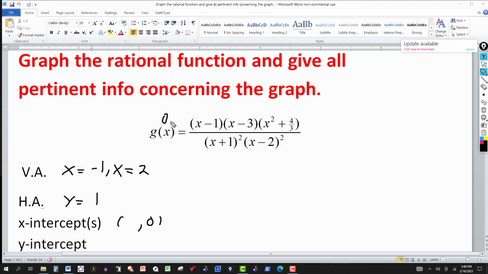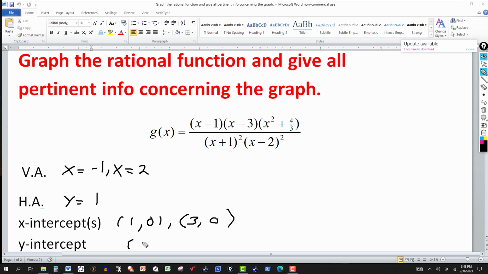In other words, if y is 0, what value of x would make the numerator 0? Well, you can see here 1 minus 1 is 0, 3 minus 3 is 0. This factor here is never 0 because you have an x squared and a plus here. So in this case, the x-intercepts would be (1, 0) and (3, 0).